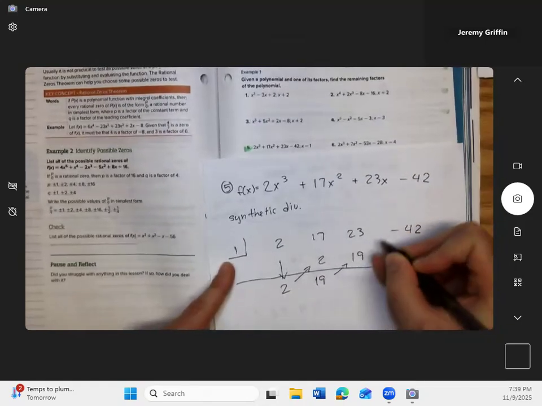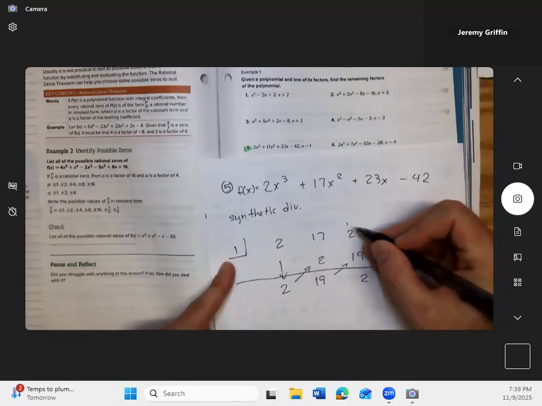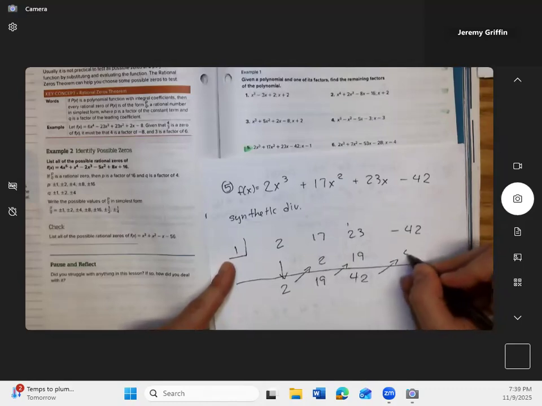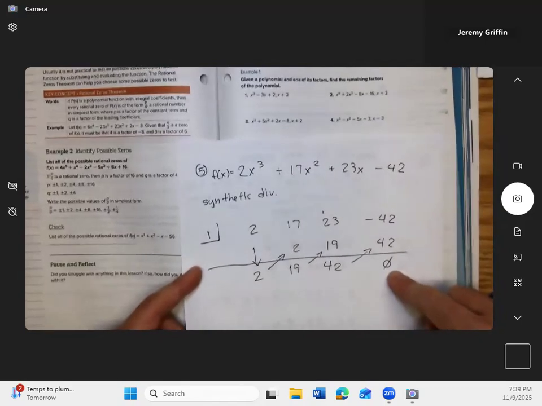This 1 is 19. 9, 10, 11, 12. Carry the 1. 4, 42 times 1. Yeah, look at that. 42 goes to 0. Right. Okay, so that's good, because if that wasn't 0, that would have been an issue.